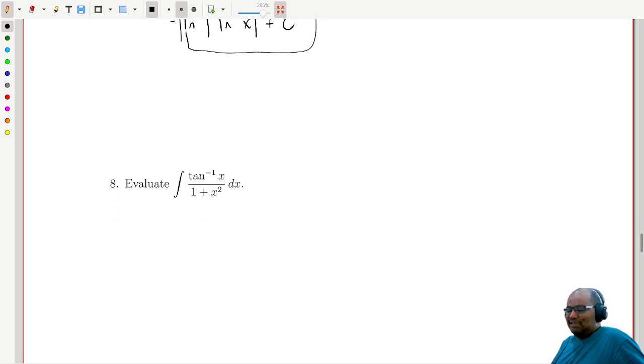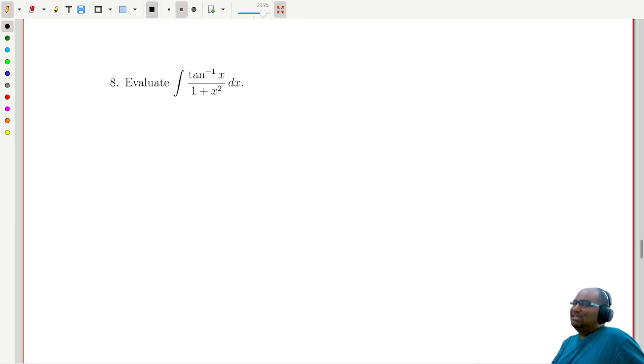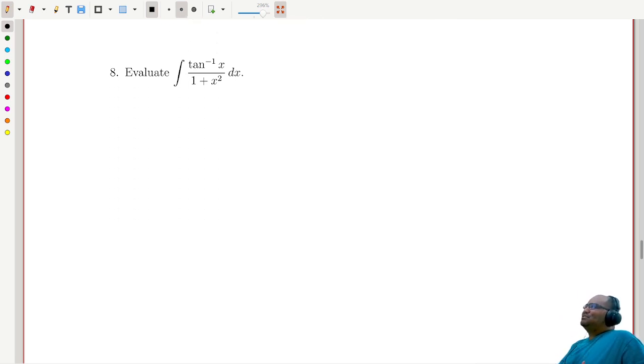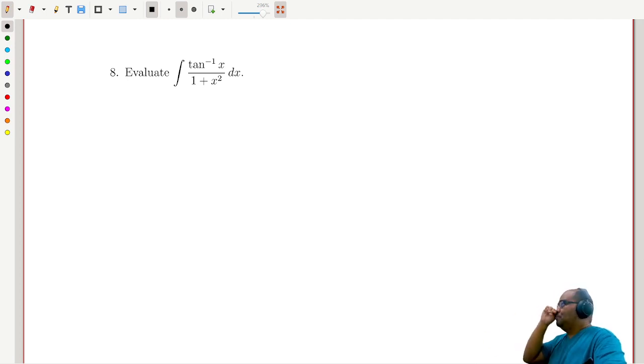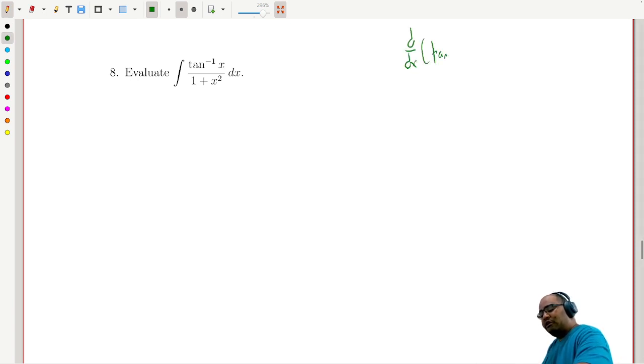All right. Here's an interesting one. Integrate arctan x over 1 plus x squared dx. Okay, remember, that's not tangent x to the minus 1 power. That's inverse tangent. Well, we have another relationship that we can use here. Think about innermost functions or think about things that might appear. Well, I know that the derivative of arctan x is 1 over 1 plus x squared.